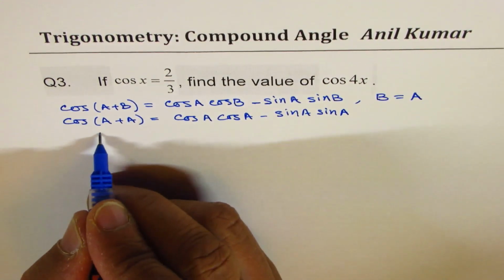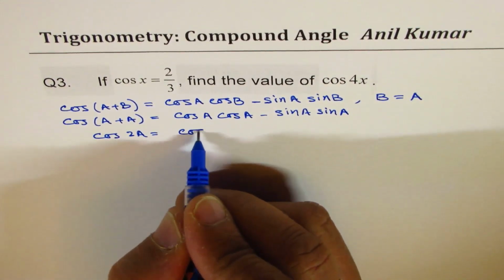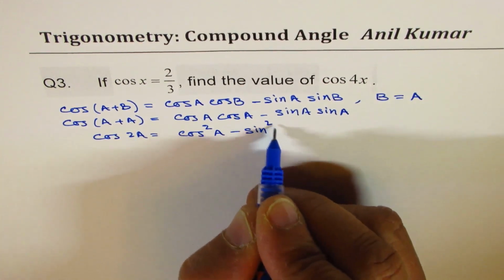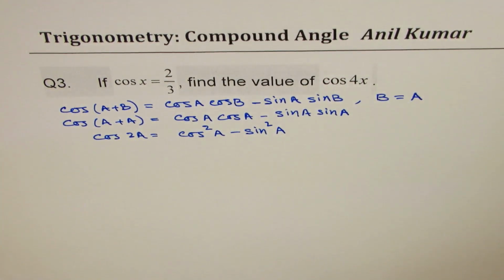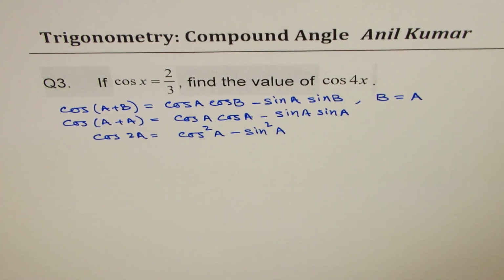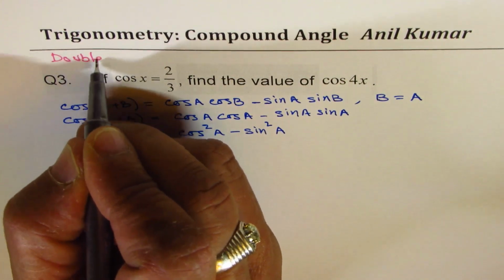Now cos(A plus A) is cos 2A, correct? So we get a double angle formula, which is cos square A minus sin square A. Now that is a double angle formula, so what we have done is derived the double angle formula.